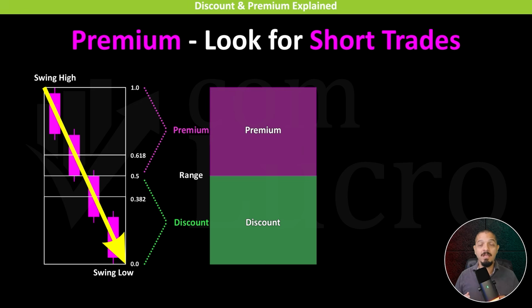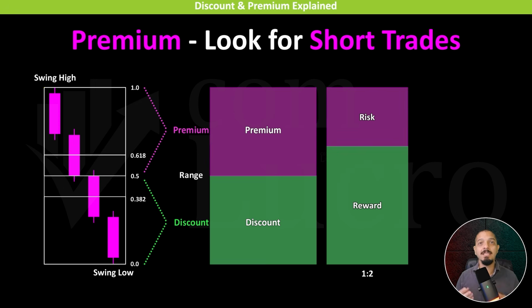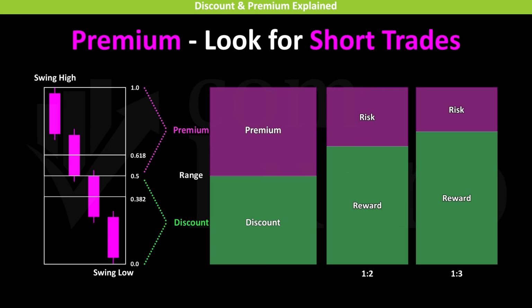For downward price movements, we measure the range from a swing high to a swing low. So in bearish scenarios, the Fibonacci retracement should be drawn in the opposite direction. The 0 level is placed at the swing low, and the 1 level is placed at the swing high. In this case, we want to look for short trade opportunities in the premium zone. The higher price trades into the premium zone, the better the potential risk-reward ratio, assuming the stop loss is placed above the swing high and the target is set near the swing low.